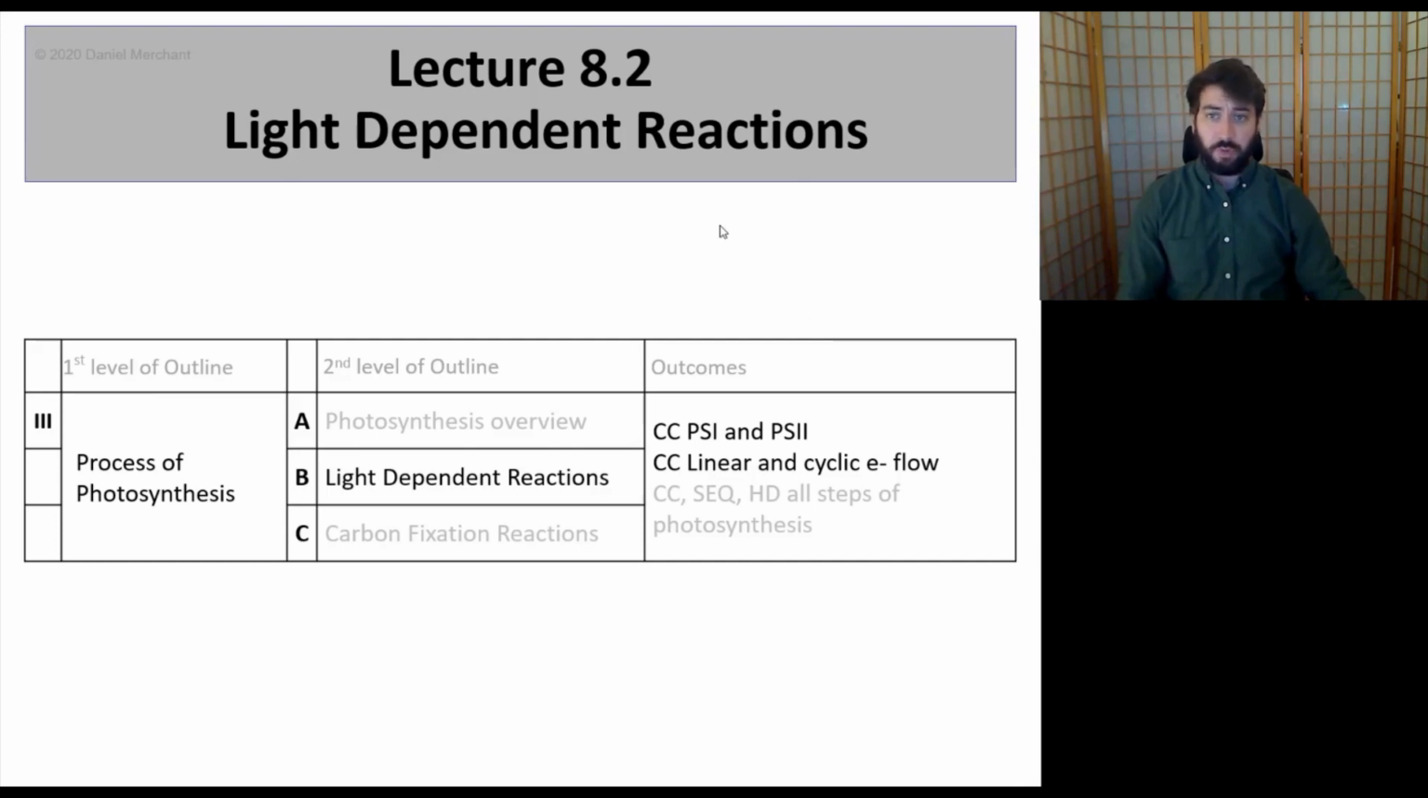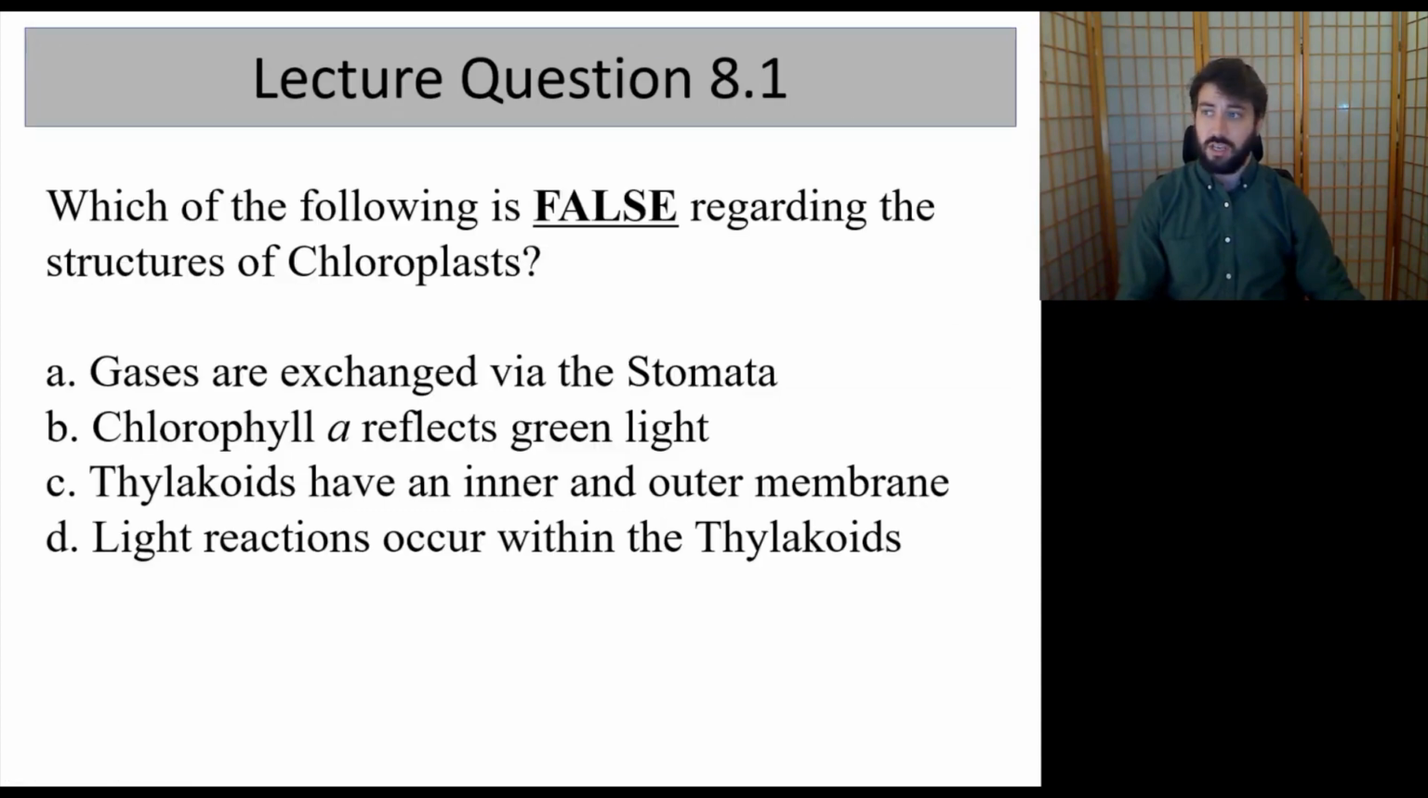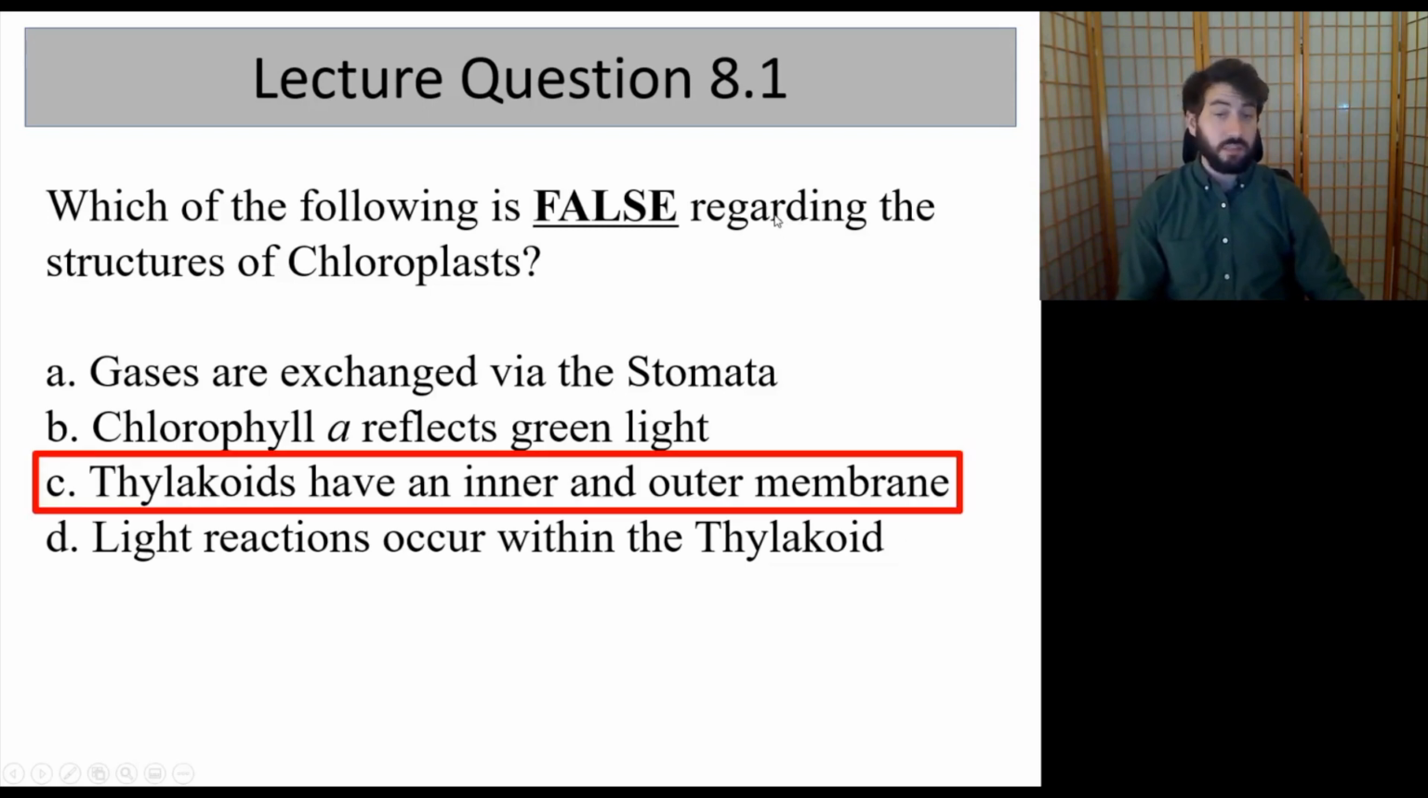Before we get to the content for today, though, let's talk about lecture question 8.1, which asked: the following is false regarding the structures of chloroplast. If you said C, you'd be correct. But why? Any guesses? Well, it's because thylakoids have only one membrane. They don't have an inner and outer membrane. The things that have inner and outer membranes would be, say, the chloroplast itself.